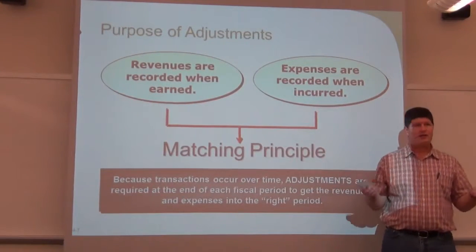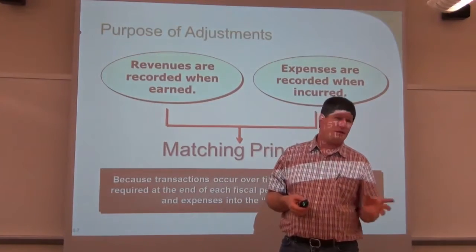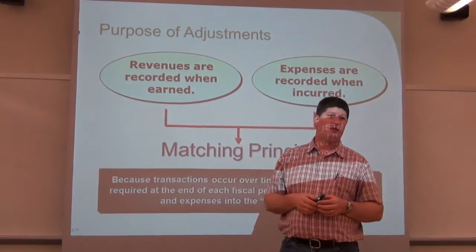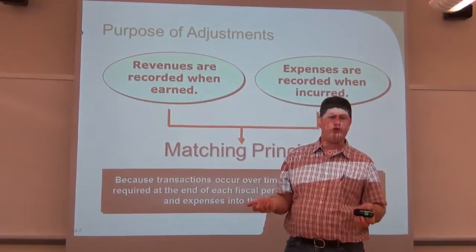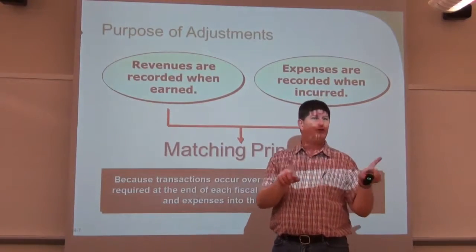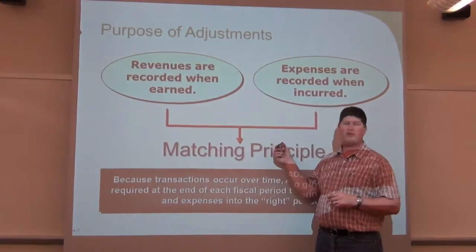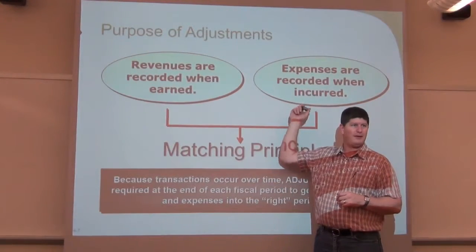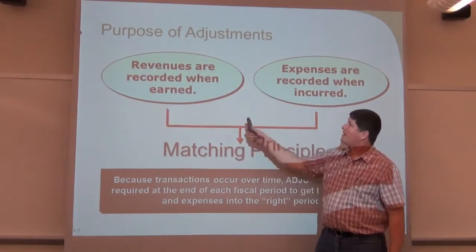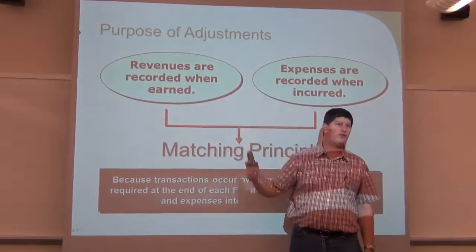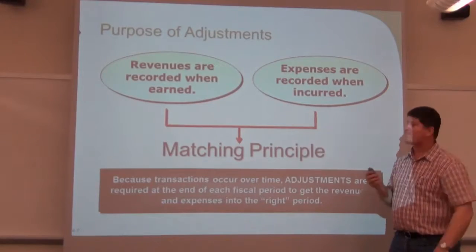We run a factory. The lights are on. We're running machinery. The end of the month comes. The utility bill has not come yet. Have I incurred an expense? Yep. I'm going to owe them money, right? Do I know how much it is? I do not. But I want to record an expense in the same month that I have the revenue, correct? So I'm going to make an estimate or I'm going to do something to match those expenses with the revenue. And that's what these adjustments are. Everybody with me? Okay.